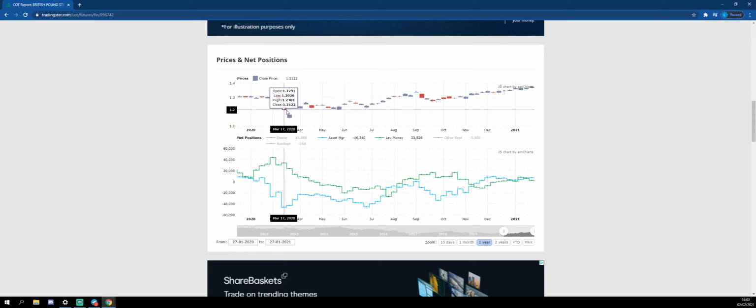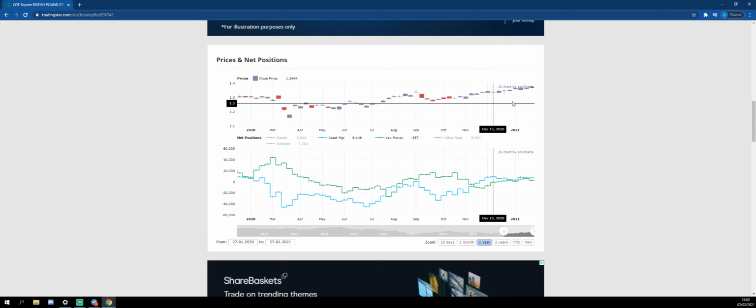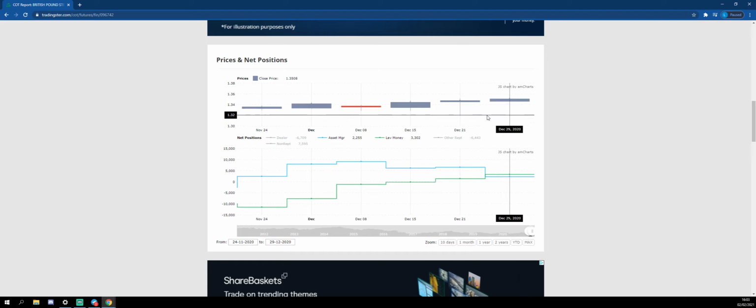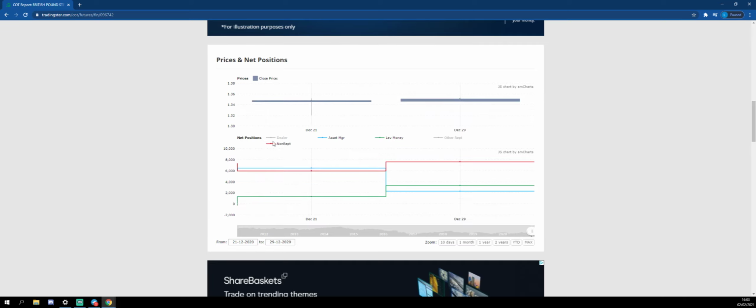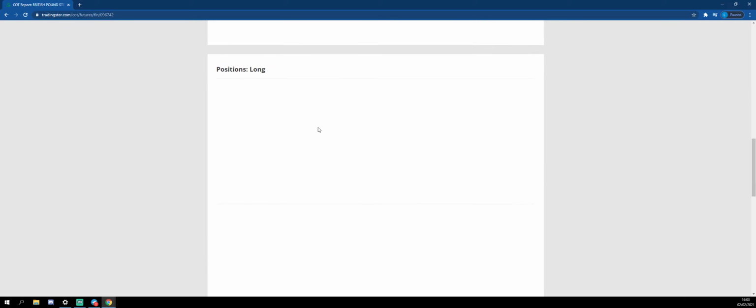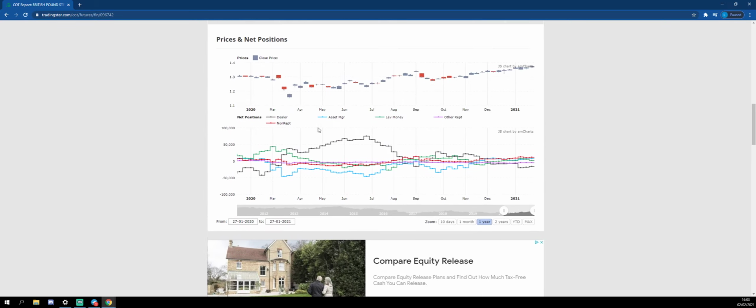You can also look at this as well. So this is just the GBP, so this is the pound chart. If I just, how do I zoom out now? If I just, I don't know what I do there. Just refresh the page. Oh, there we go.